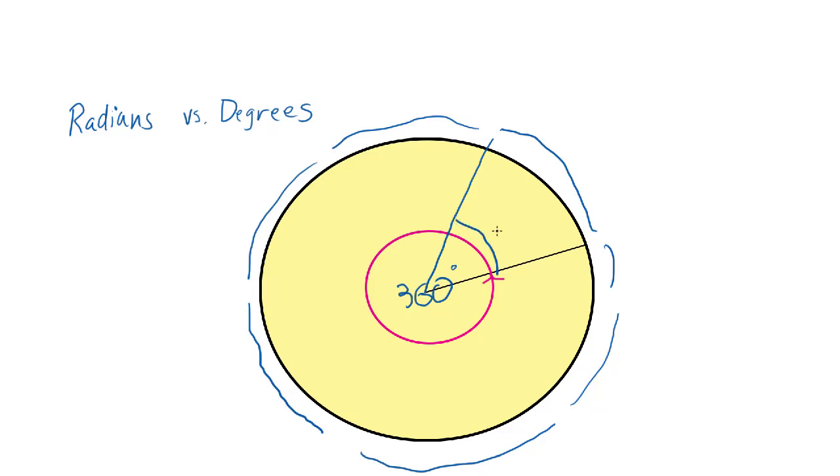In degrees, that's going to be about 60 degrees. It's 360 divided by 6. A little less than that, 59.7 degrees or so. And that is what we would call 1 radian.